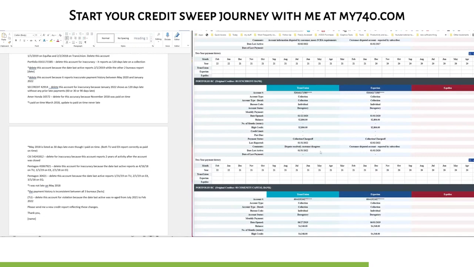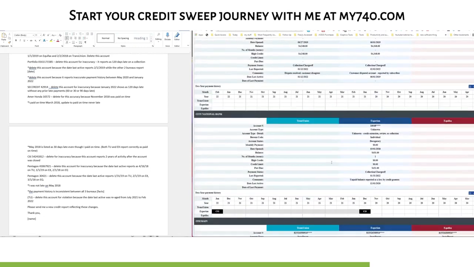Portfolio, this one goes with the other one. City National Bank, you can go after this right here. You can go after this right here. It can't be charged off twice. And you can go after the date last active. And that's probably how I would remove it. So let's go on to the next one.